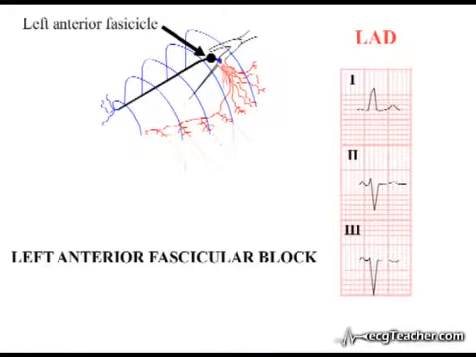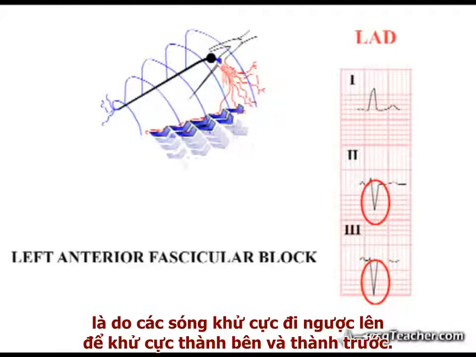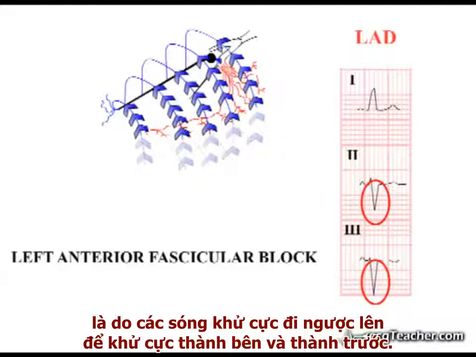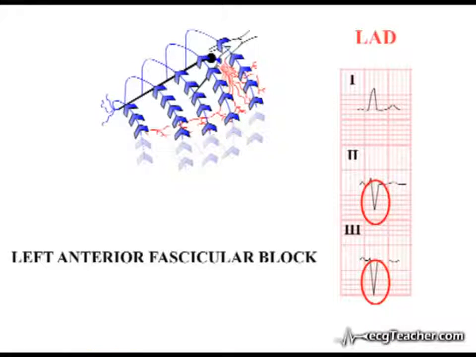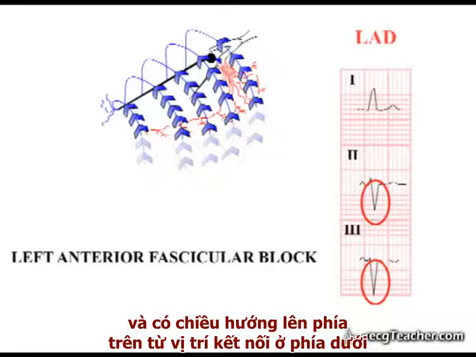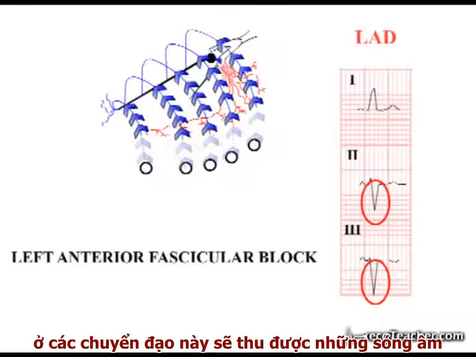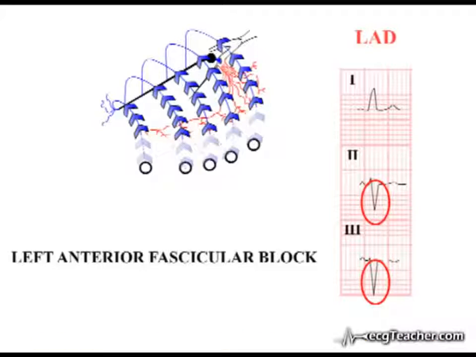In physical terms, the deep terminal S waves observed in this situation in the inferior leads result from the retrograde depolarization of the lateral and anterior left ventricular wall. This depolarizing force is slightly delayed relative to normal and spreads upwards from the anastomoses in the lateral wall. As it is moving away from leads 2 and 3, a negative deflection is produced in these leads.